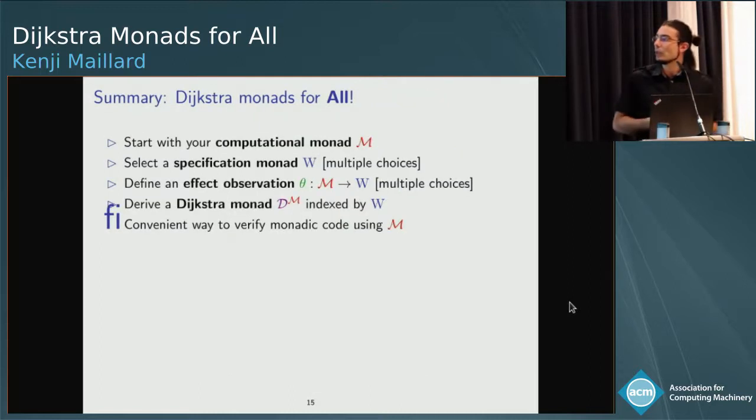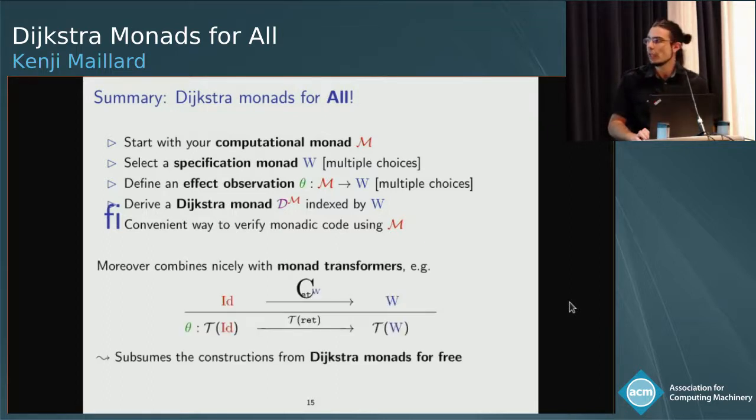So to have a summary of the methodology, we start with a computational monad. Then we have some choice in the specification monad that we want to use. So we can choose a more or less expressive one depending on what we want to achieve. We define an effect observation. And finally, we derive automatically from it Dijkstra monads. And we can actually use that in practice to do verification of effectful code. And this combines extremely well, but not with my slides, with monad transformers.